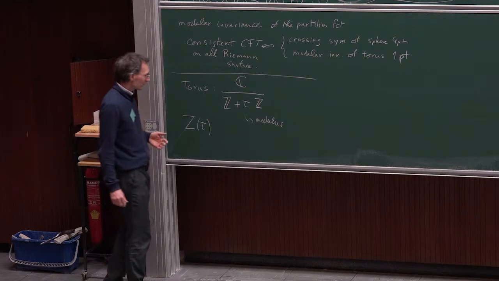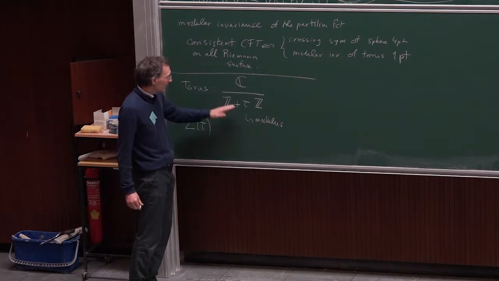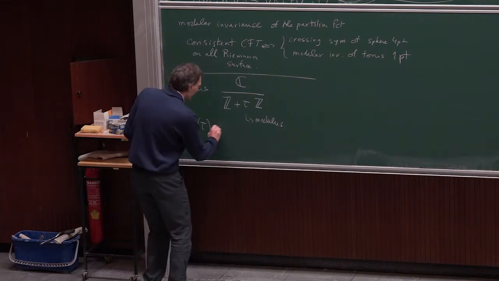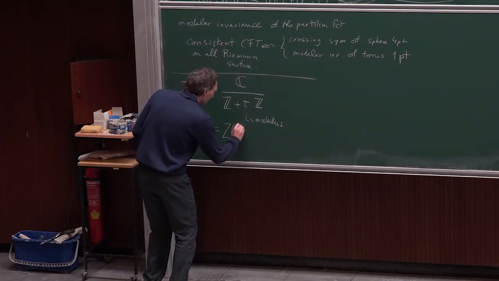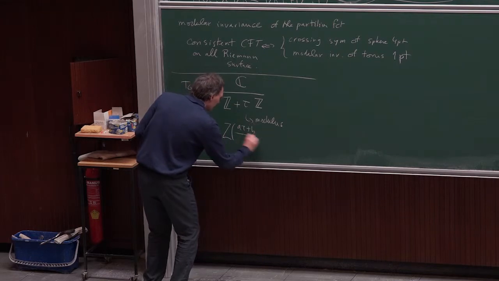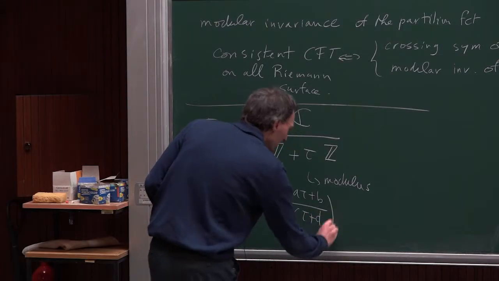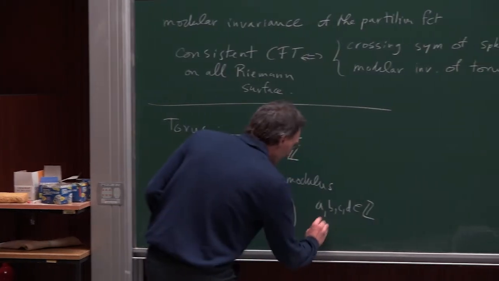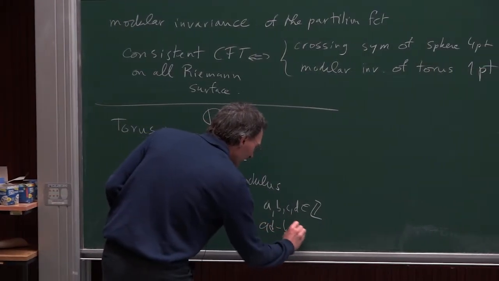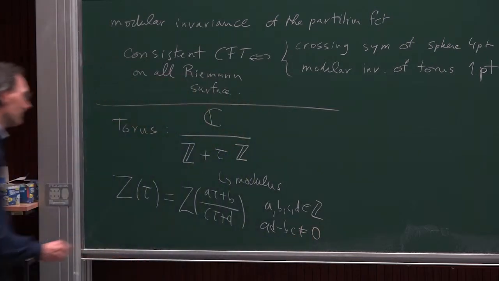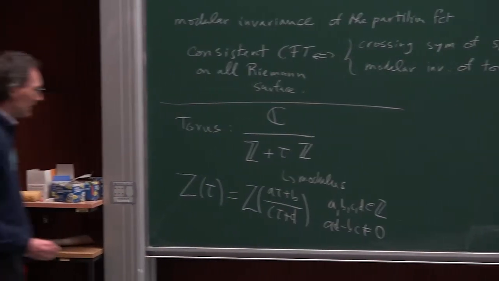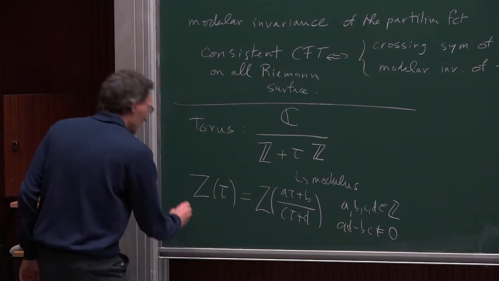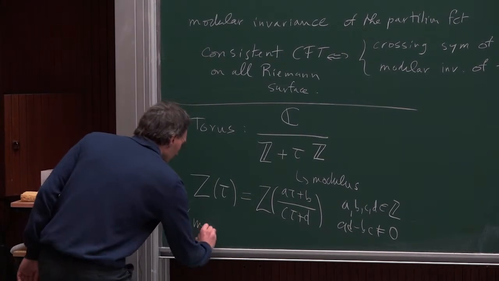But then there is some redundancy in this parametrization of the torus. And I get the same torus if I replace tau by (a tau plus b) over (c tau plus d), where a, b, c, d are integers such that ad minus bc is not zero. So this condition is modular invariance.